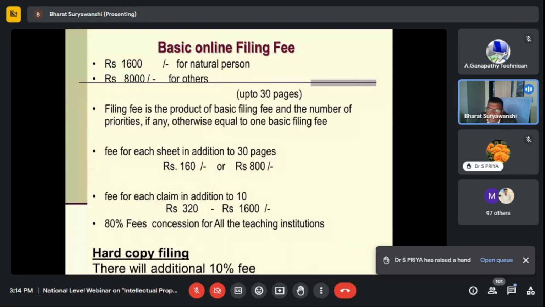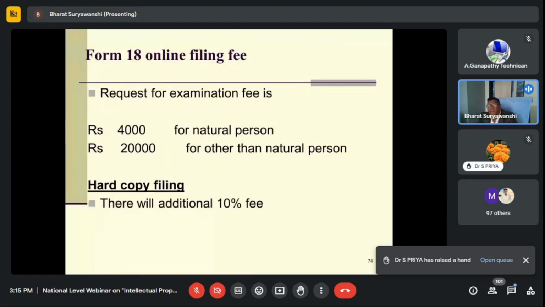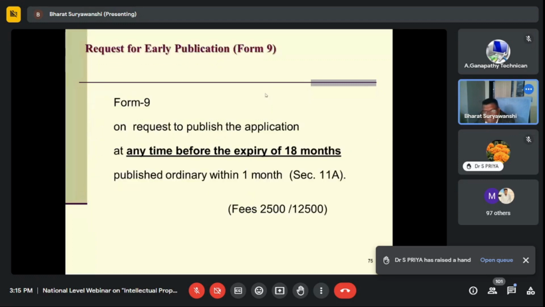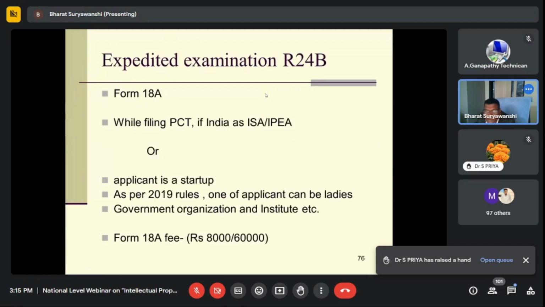Fees for filing a patent is 1,600 for a natural person, 8,000 for others. Design 1,000 rupees only. Copyright 500 per work, depending upon the work. The fees also increase per page and per claim, so keep that in mind while filling the forms. For Form 18, the request for examination fee is 4,000 for a natural person, 20,000 for others, with a 10% addition to this. Form 9, request for early publication: you have to pay 2,500 for early publication and 12,500 for others.